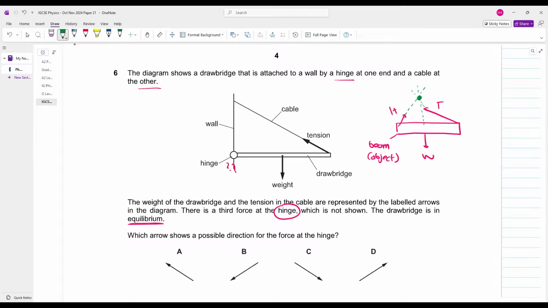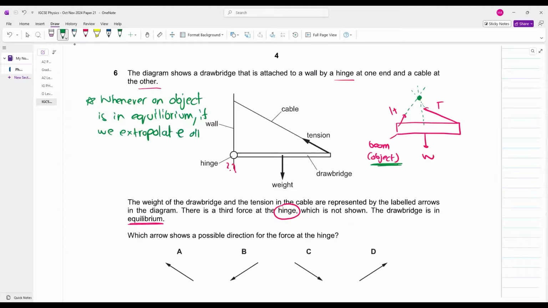बेटा जब भी आपका बीम या ऑब्जेक्ट इक्विलिब्रियम में होता है, if you extend all the forces acting on it, they will meet at a single point. You can write this as a key point here as well. Whenever an object is in equilibrium, if we extrapolate all the forces, they meet at a single point. बेटा जब भी आपका कोई भी ऑब्जेक्ट इक्विलिब्रियम में होगा, if you extrapolate all the forces, they will meet at a single point.